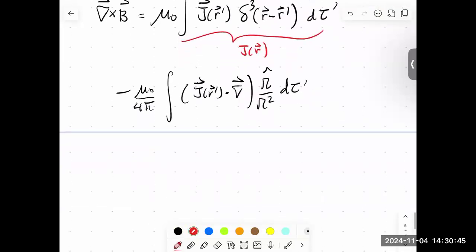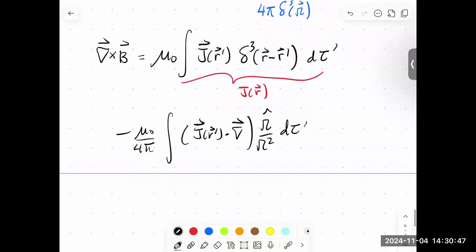So what the delta function is going to do is select the value of r prime such that what's inside the delta function is equal to 0, and so this is r equal to r prime. Another way of saying that is the delta function is symmetric, so if you reverse the sign, the function doesn't change.